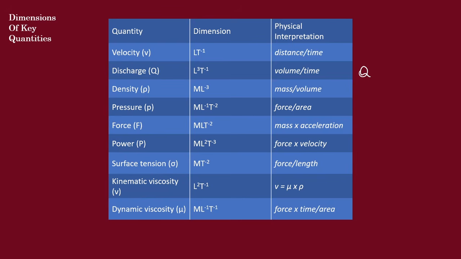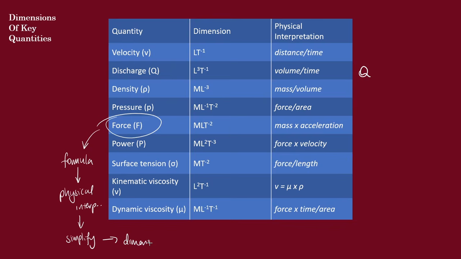So you will see tables like this when reading and preparing for questions on fluid mechanics, but it's important that we're able to do what we just did before, which is, given a physical quantity, given force, can I come up with the formula for force? From the formula, can I get a physical interpretation? Then you simplify it. Okay, so that means if you go mass times acceleration, you have to make sure to get the dimensions for acceleration, and then you end up with your dimensions, which you can cross-check and put into your formula table over here.